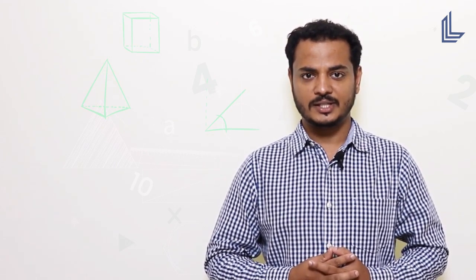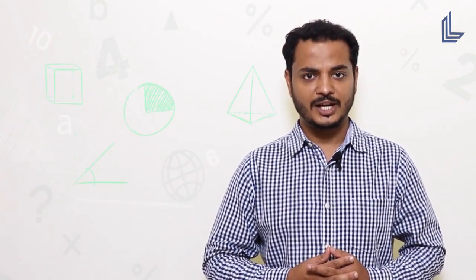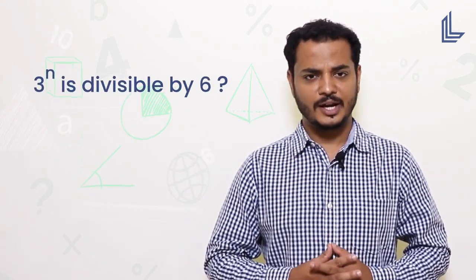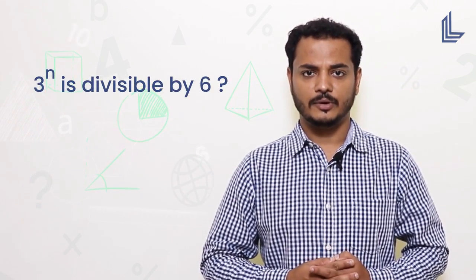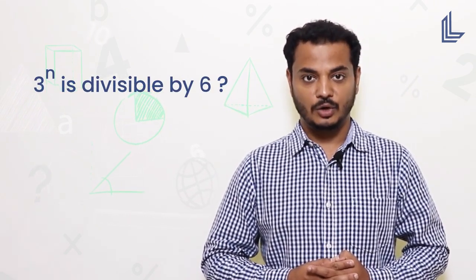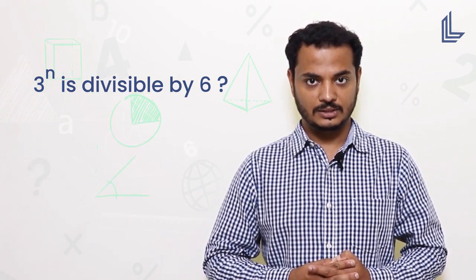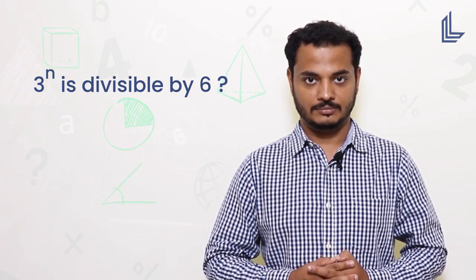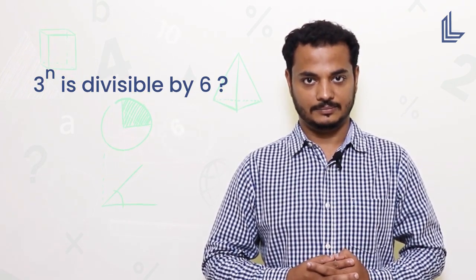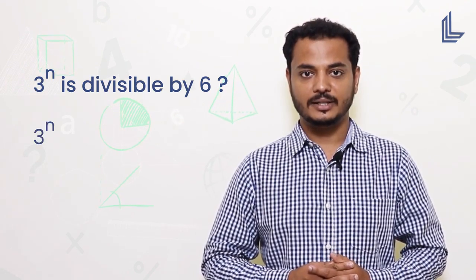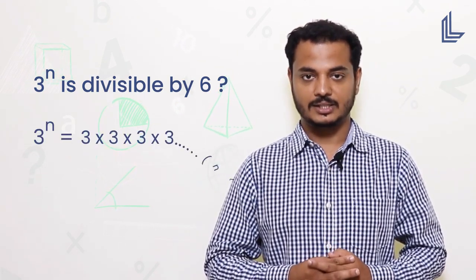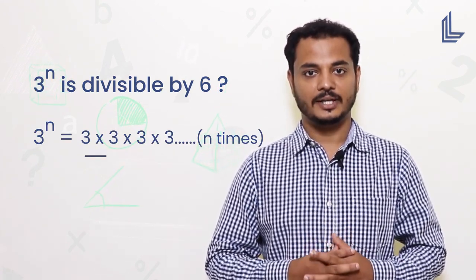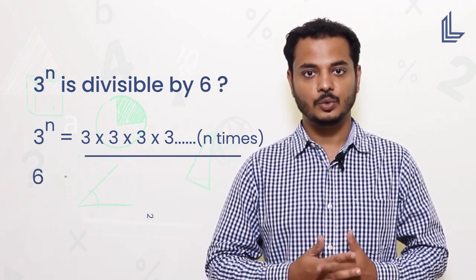Alright, so what was the question? The question was to check for any value of n if 3 power n is divisible by 6. So what are we trying to do here? We are trying to divide 3 power n by 6. Now in order for this to be completely divisible, the denominator 6 should completely cancel off with the numerator. Then we can say that it's completely divisible, right? So the numerator here is 3 power n, which is 3 into 3 into 3 into 3 into etc. n times, and the denominator is 6, which is nothing but 2 into 3.